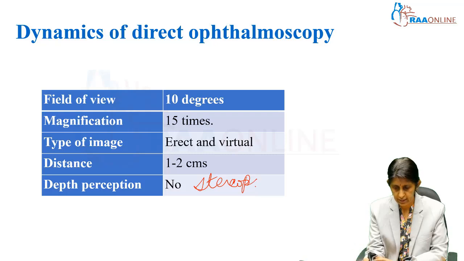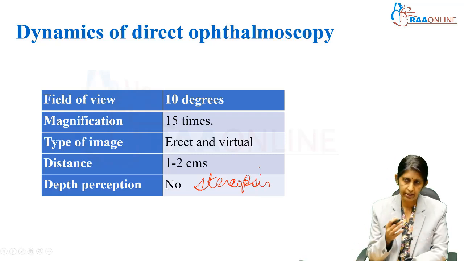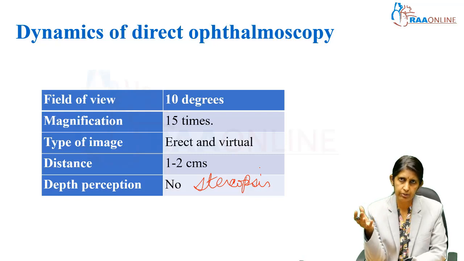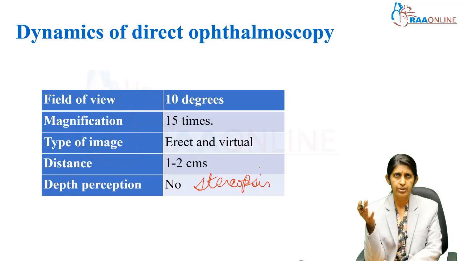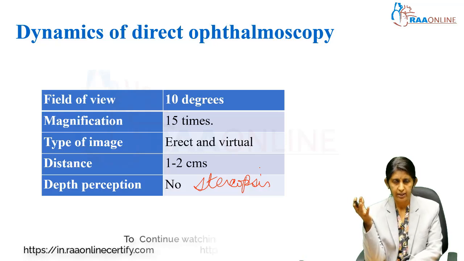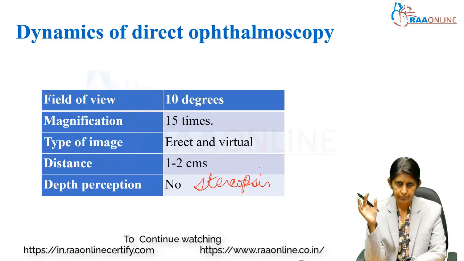So you can only see things as they are, and we don't get a significant idea about the elevation or depression of lesions. Of course, in gross lesions such as in papilledema, we can still identify them, but direct ophthalmoscopy is not really one of the best things you would want to use for stereopsis.